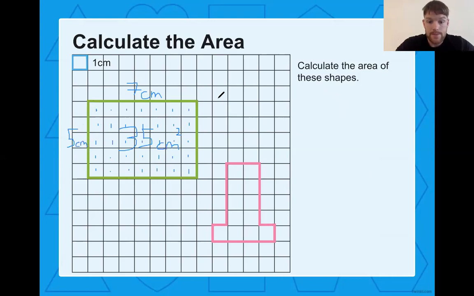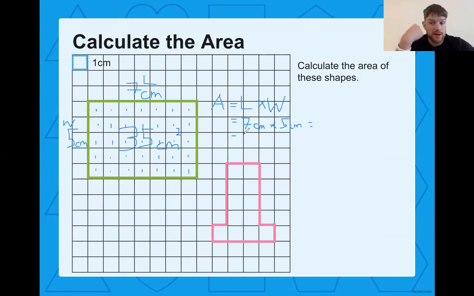So then area is equal to the length multiplied by the width. So we said this was the length, this side, and this was the width. So 7 centimeters multiplied by 5 centimeters.